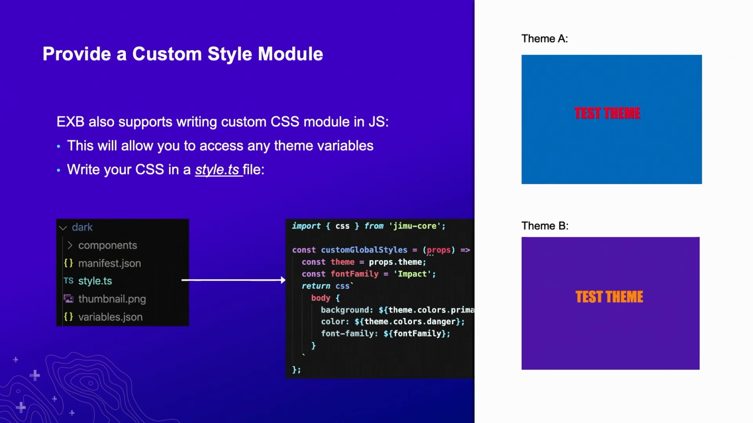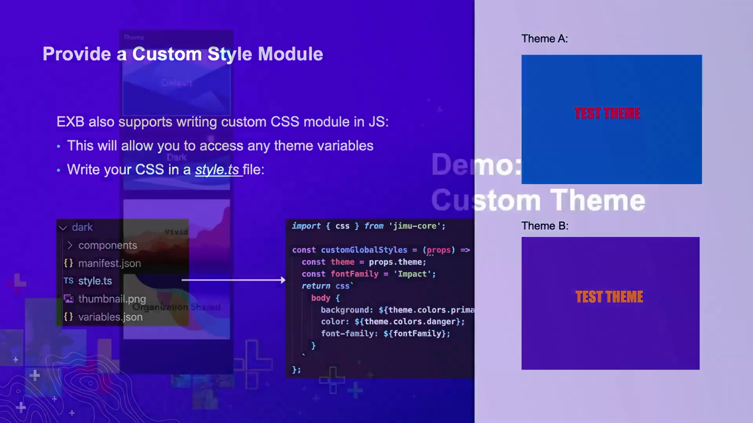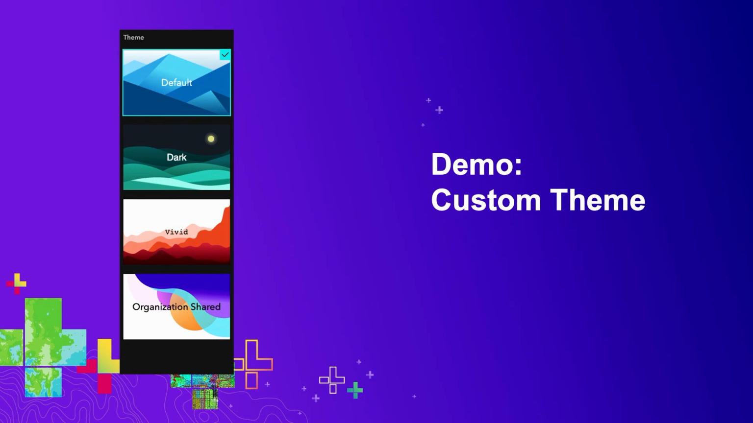But you can tell that the difference is that the styles will be changed dynamically according to the theme you selected. For example, this theme A has this blue background color and red text color. But when it is changed to theme B, those colors will be changed dynamically. All right, so at the very last, we're going to see a quick demo on how to create a custom theme. So let's exit.